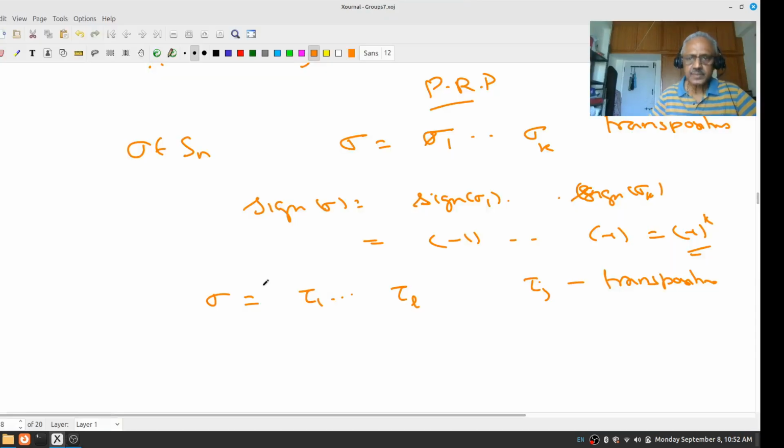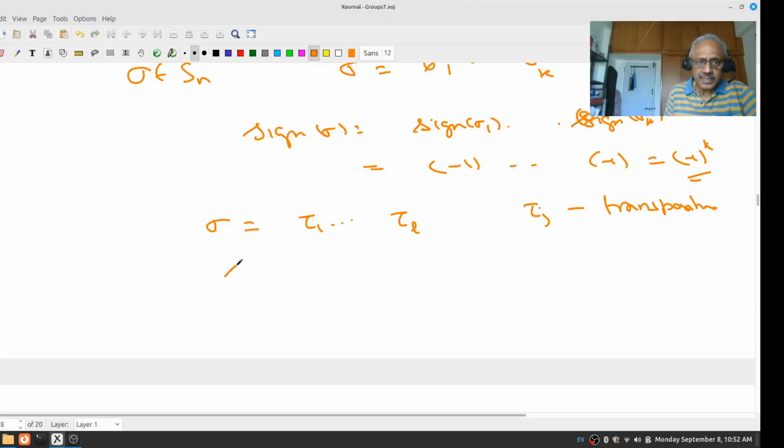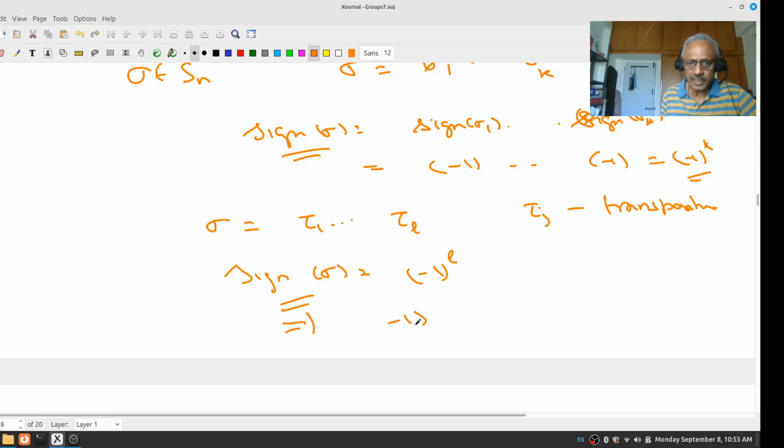Yes, right. Therefore, the sign of sigma for this one will be minus 1 to the power L, right? But the sign of sigma is a unique number, either plus 1 or minus 1, there is no change. Therefore, what is the conclusion? I conclude minus 1 to the power k is minus 1 to the power L. What does this mean? This means k and L have the same parity.